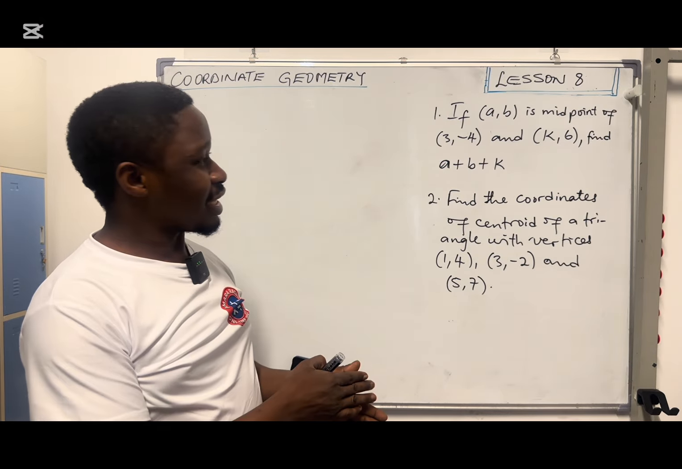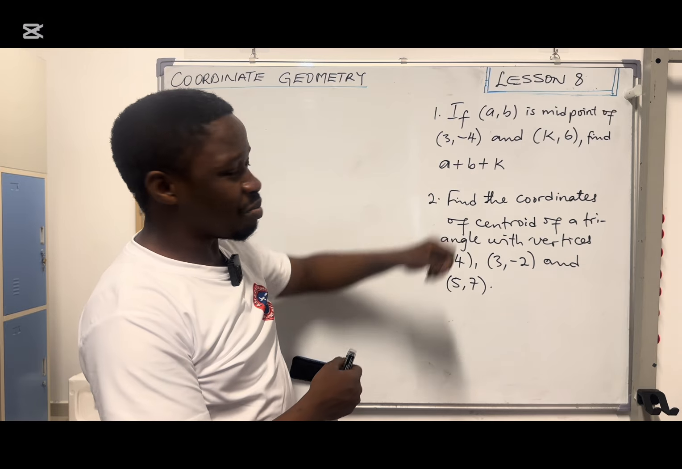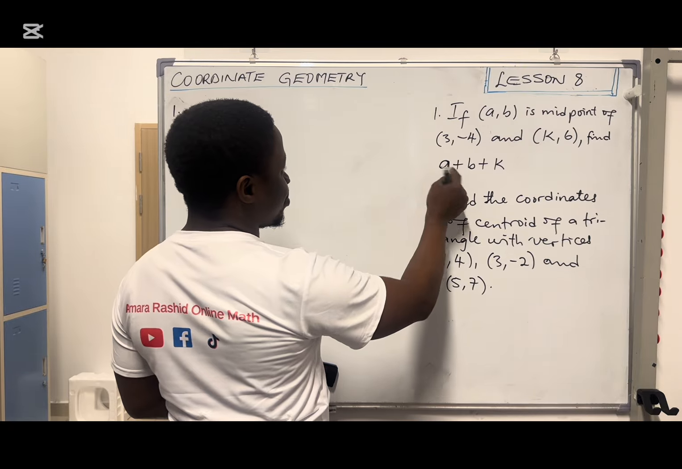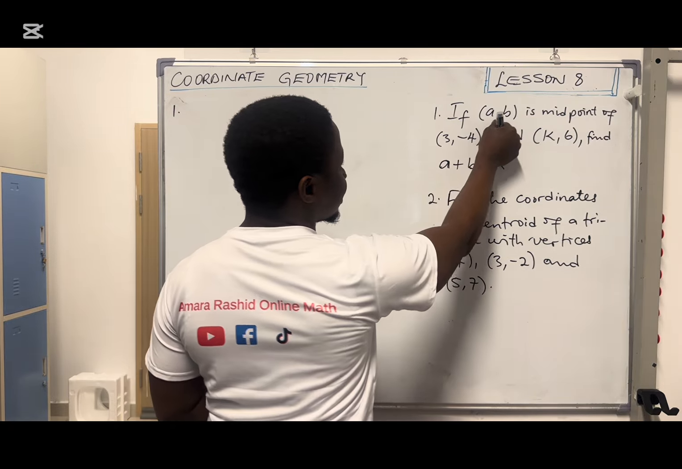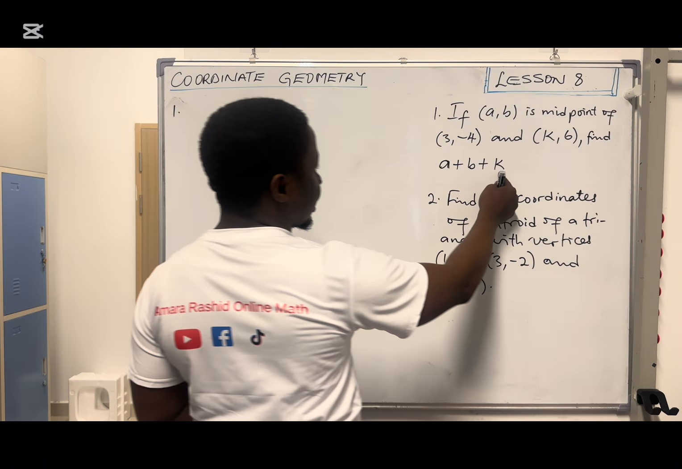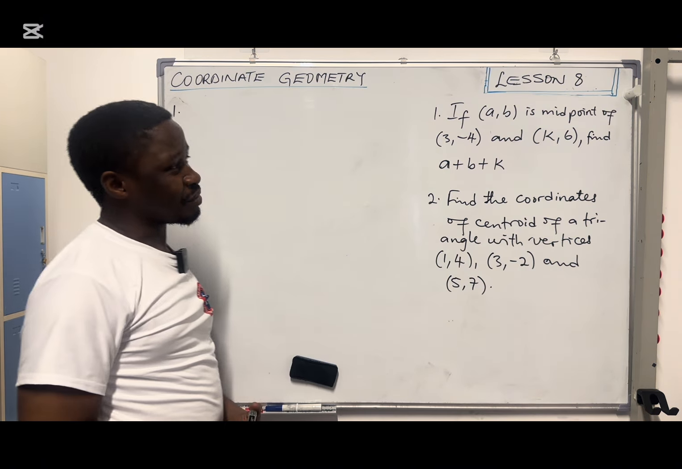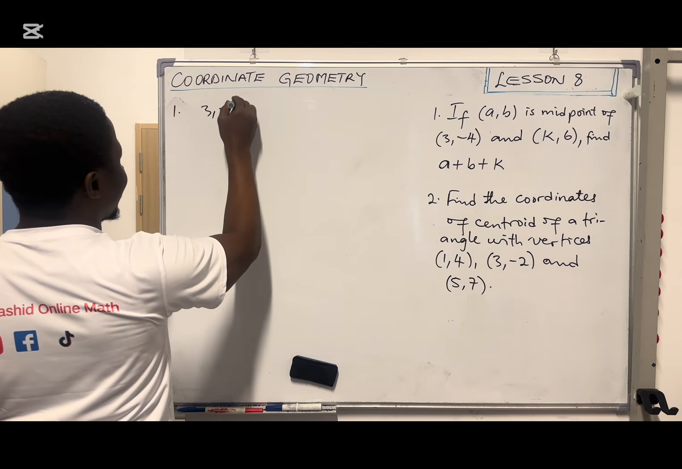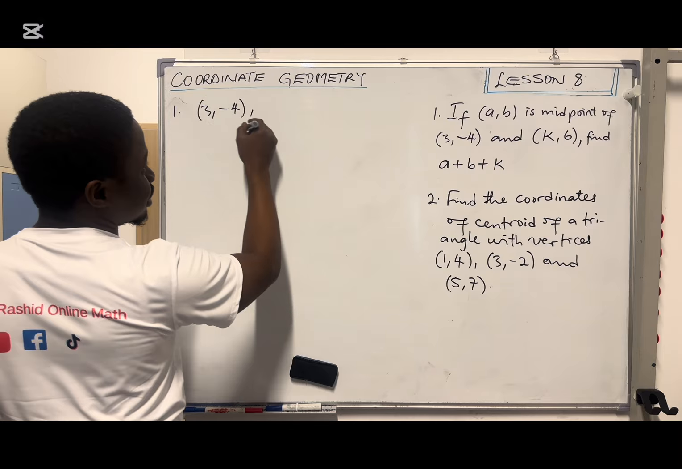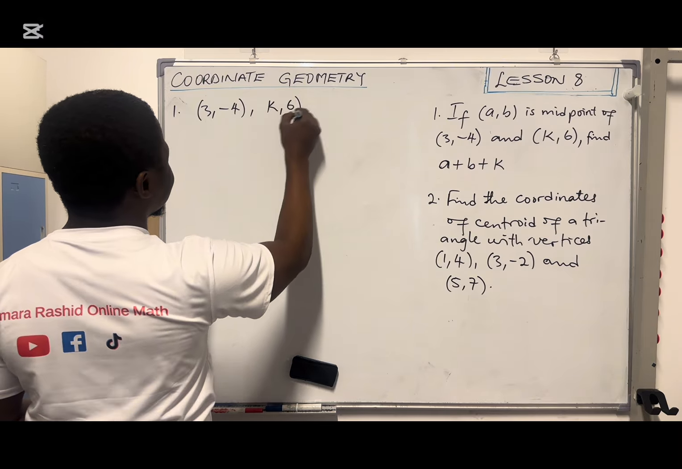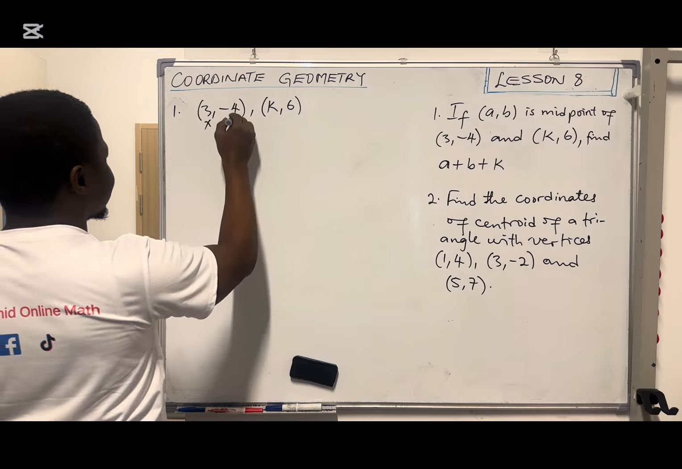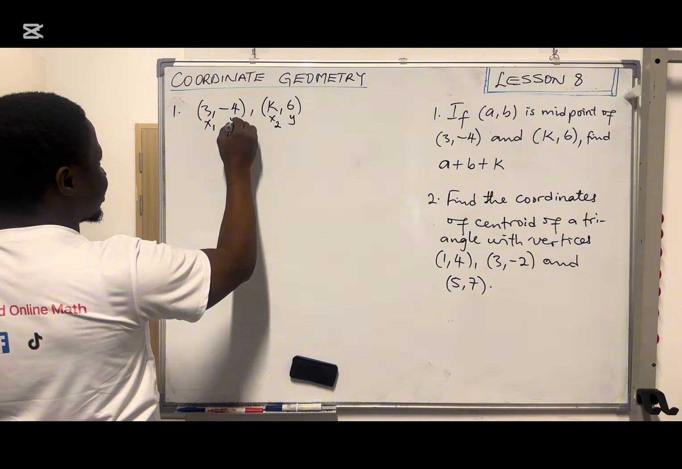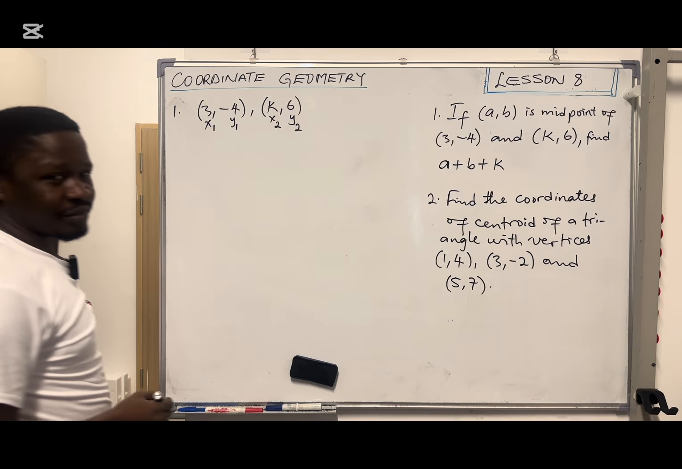Then if that is the case, find a plus b plus k. Okay, where the a and b are coming from, because a and b form the point that is the midpoint. This k, of course, we have a constant here. Okay, so we have 3 minus 4 as one of the points. We have k, 6, the other point. This represents x, y, x, y. First x, second x. First y, second y.